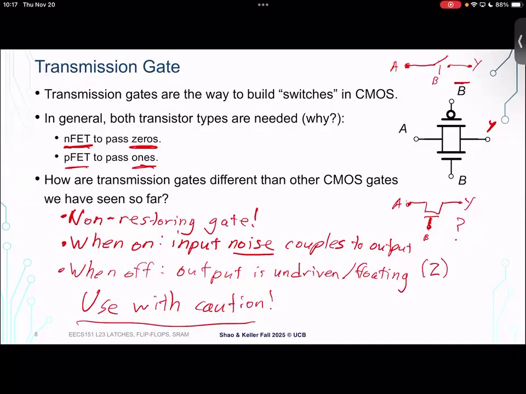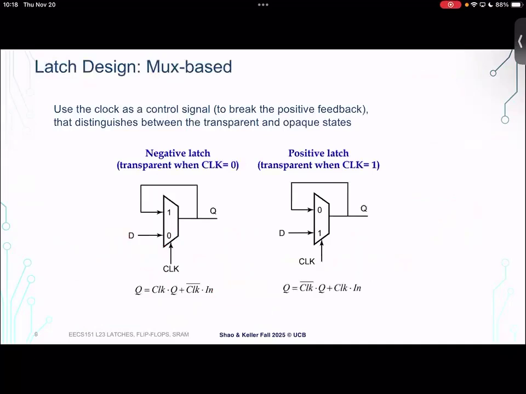Okay, so we've got our cross-coupled inverter. We've got our transmission gate. Let's go ahead and build a latch. This is an easy way to visualize a latch design. It's simply a mux in feedback.